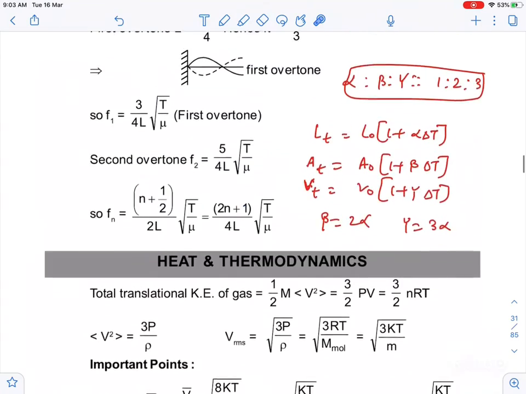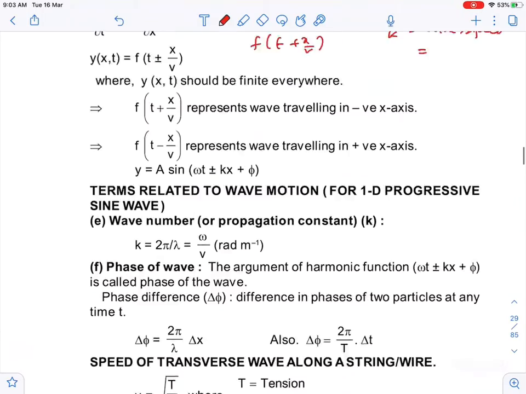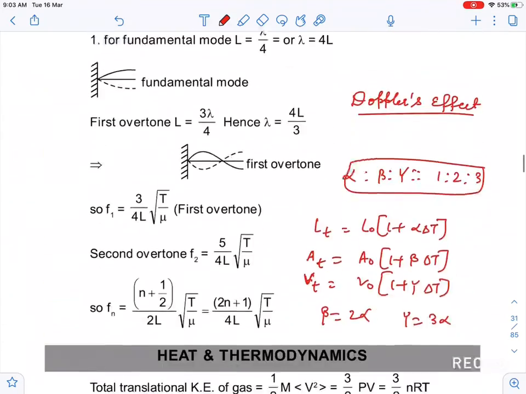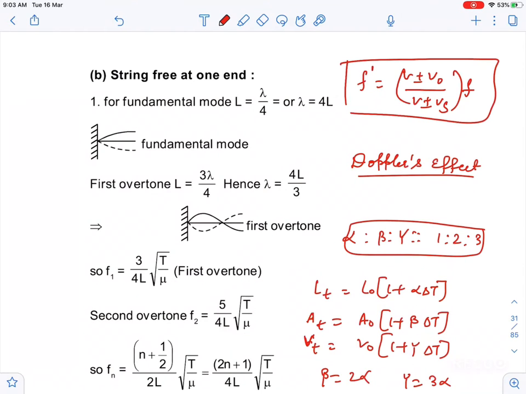Now we are going to start thermodynamics. Doppler's effect is one point where you only have to keep one formula in mind. The apparent frequency f dash can be written as (V plus or minus V naught) upon (V plus or minus Vs) into the actual frequency. V naught is the velocity of the observer, and Vs is the velocity of the source.